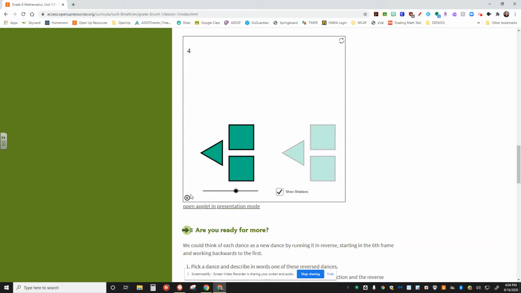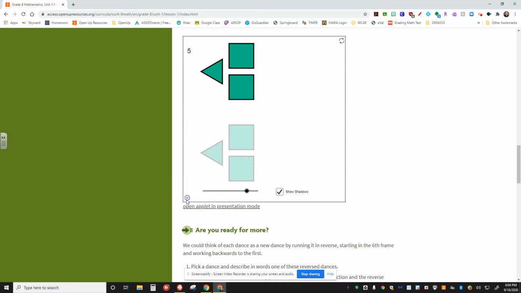And then we see that the figure slides back to the left. And then we see that it slides up. Looks like our last piece to that is that we have another turn of 90 degrees in this case. Appears that it's turning 90 degrees clockwise.